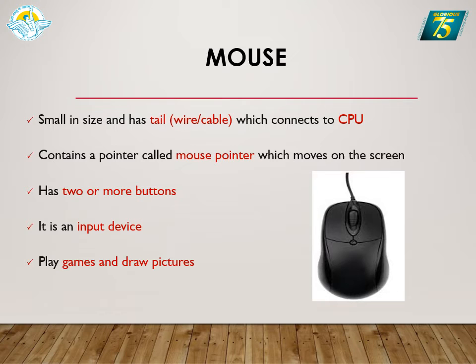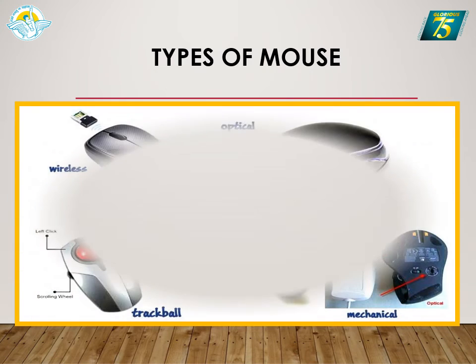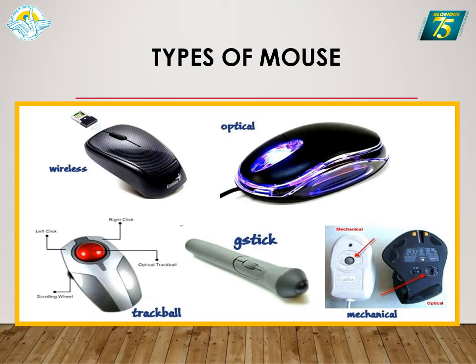You can play games and draw pictures. Now you can see that the mouse has two buttons, and the center one that you see is nothing but the scroll wheel. It helps you to move up and down. Okay, so these are the different types of mouse. You can see you have a wireless mouse. So like your keyboard, you can also have a mouse which does not have wires. Then you have an optical mouse. Optical mice are those which work with the help of light.